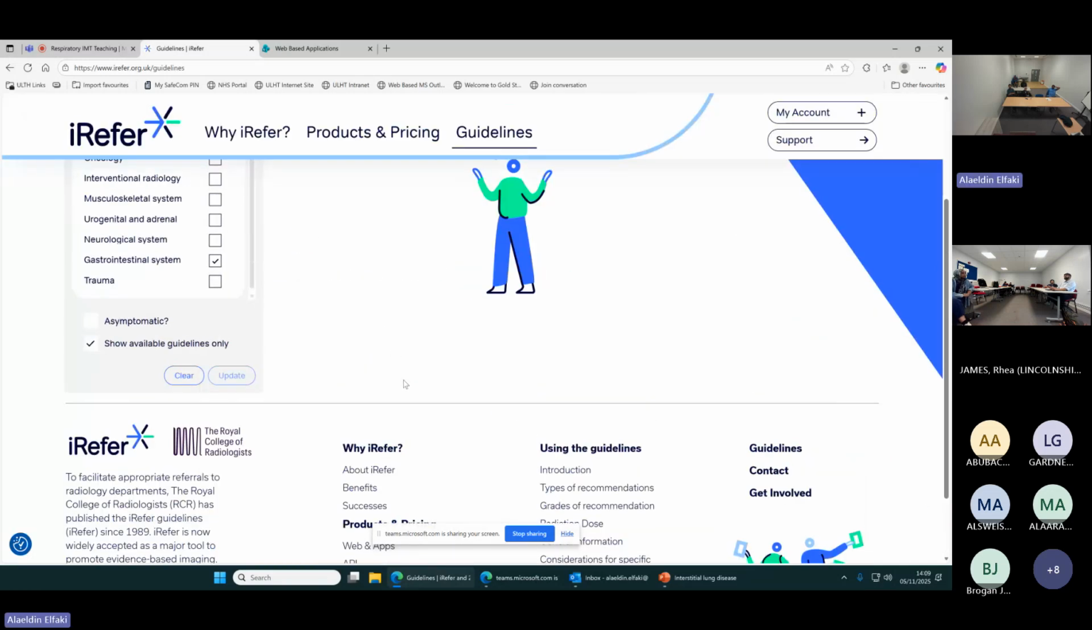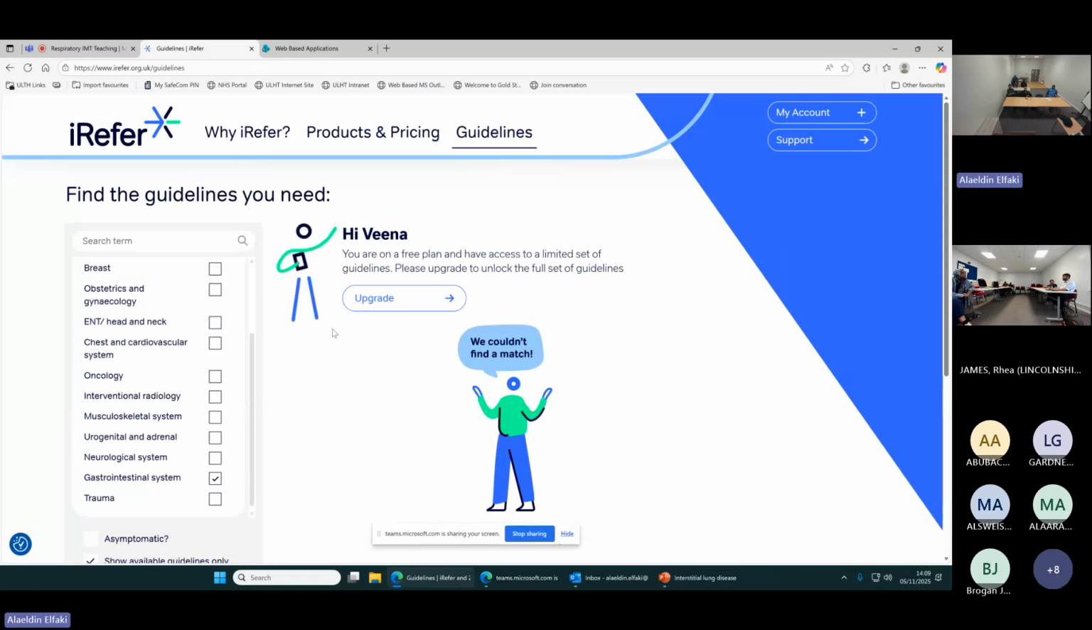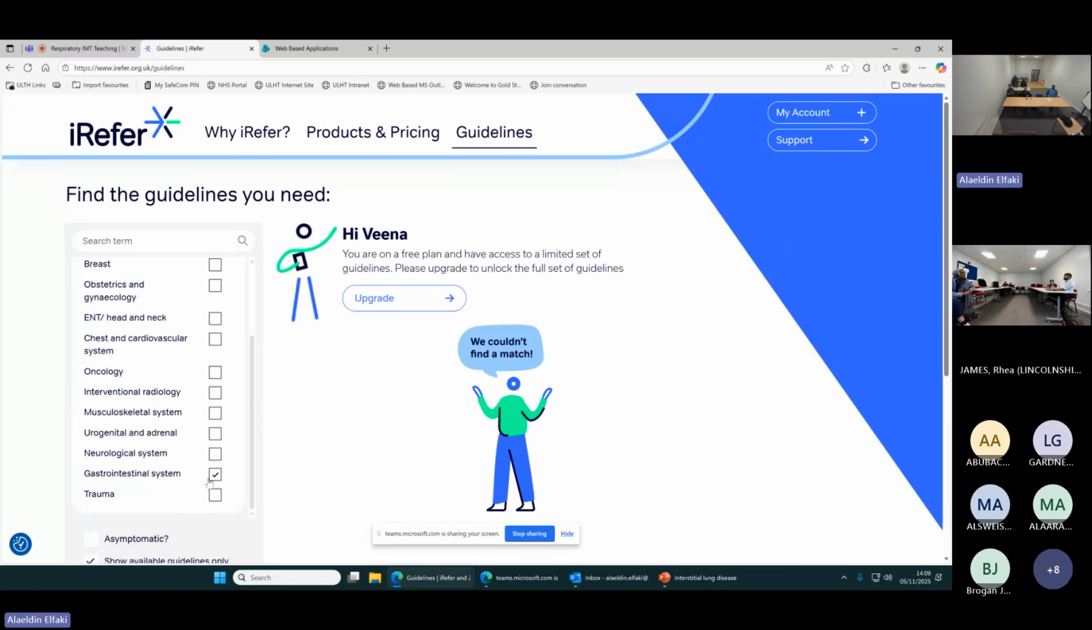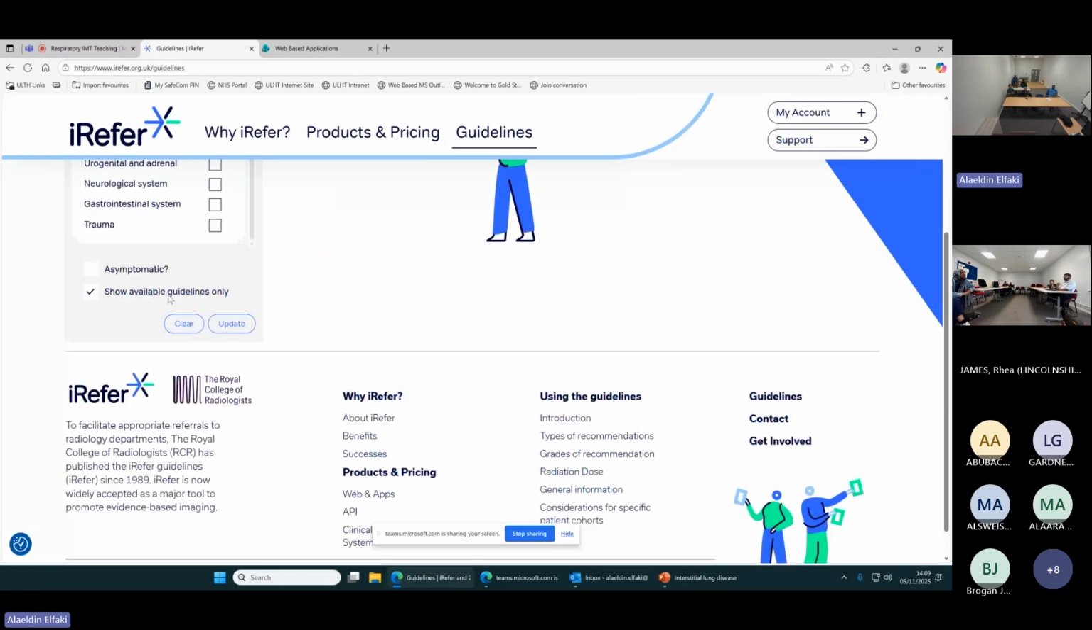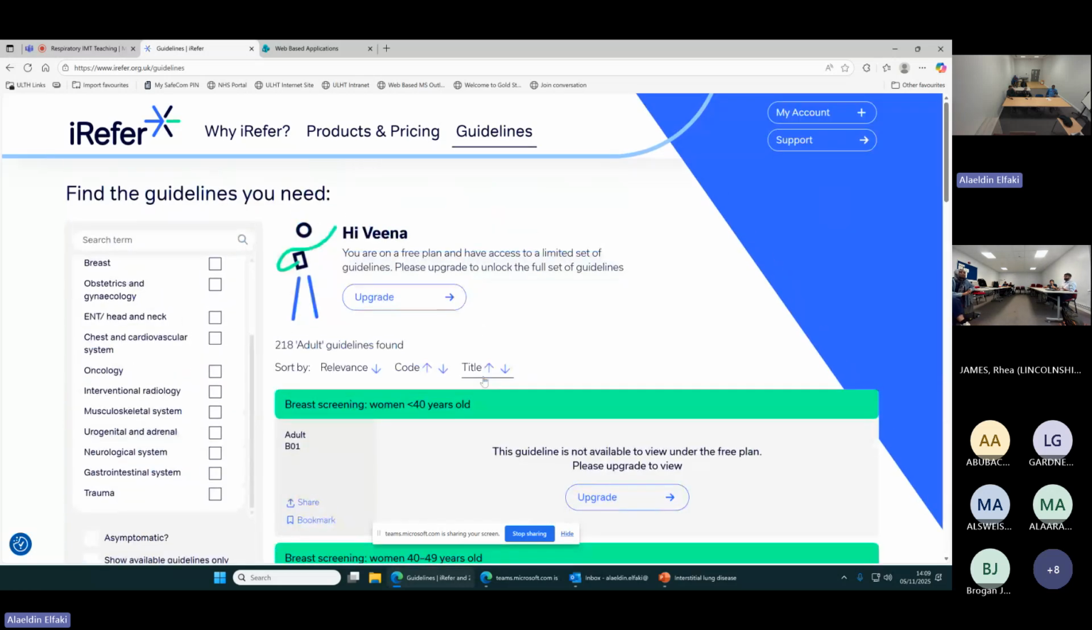So they do not have a match for me because I have not logged into the email with my trust thing. Once you log into yours, you can see a paid version of this, which will give you an idea. But all the common diseases, like I showed you, are available on the front page. And this is one of the guidelines that the trust provides.